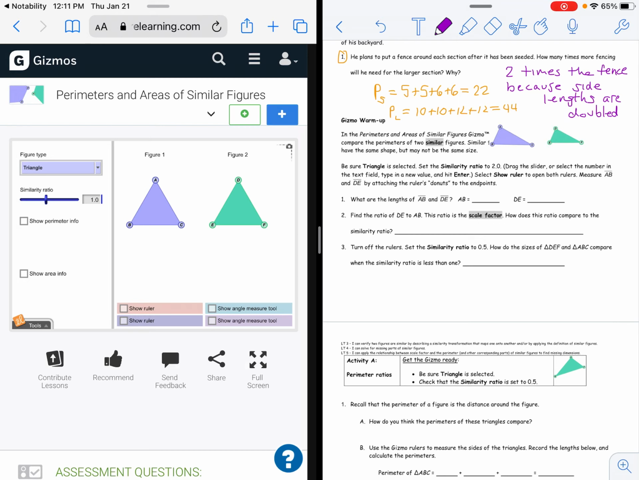Now in the Perimeter and Areas of Similar Figures Gizmo, compare the perimeters of 2 similar figures. So we're going to select triangles. We're going to set the similarity ratio to 2. So let's see if I can drag this easy. Oh, yep. We're going to select show ruler, and to open both rulers, so we're going to measure AB and DE.